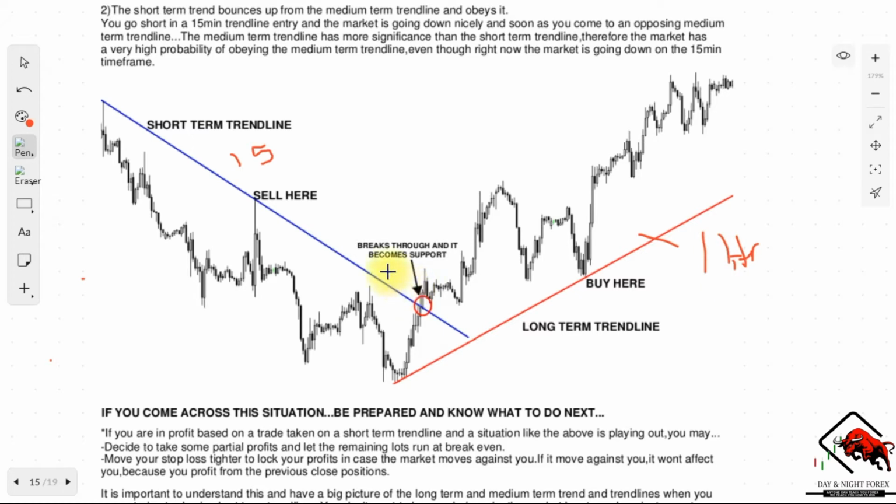And then here, look what happens. The price breaks through and it becomes our support. So this now becomes our resistance. This is a resistance at the moment, but the moment it broke through here, it has become a support. So when it becomes a support, that means it's just following the trend line that is happening.